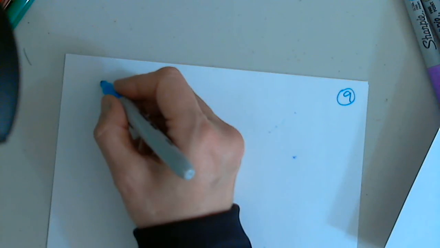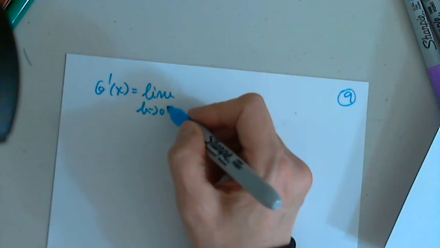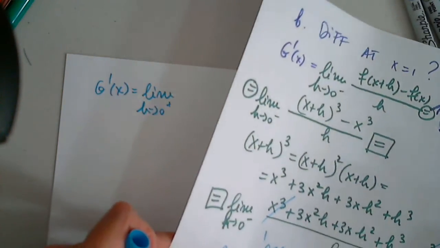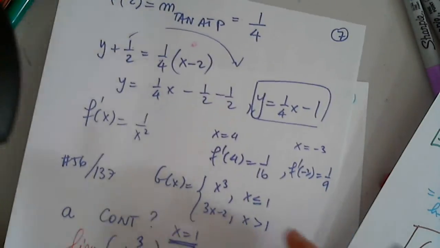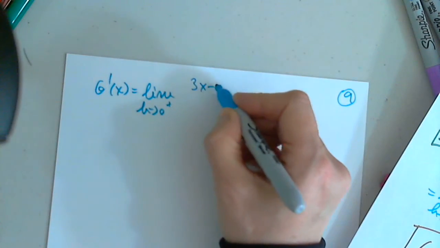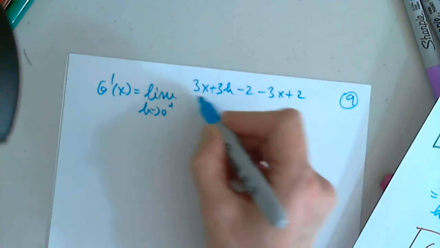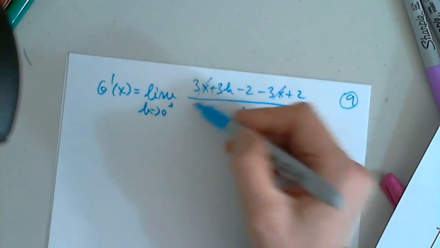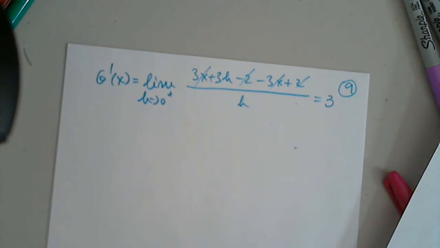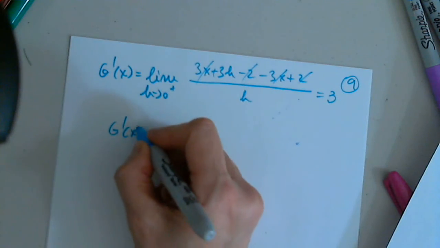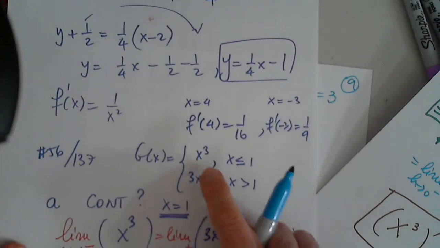Then the other one will be g prime on the other side, which will be the limit as h approaches 0. If you want, it doesn't matter, it's not going to change anything. It was 3x minus 2, so this is 3x plus 3h minus 2, minus 3x plus 2, divided by h. Of course, the same thing happens. After I simplify the h, it's just one number, 3. So we got that g prime of x is 3x squared for x less than 1.